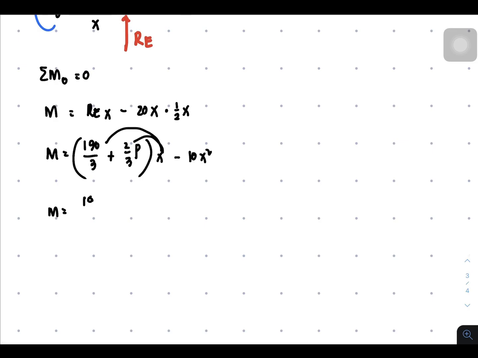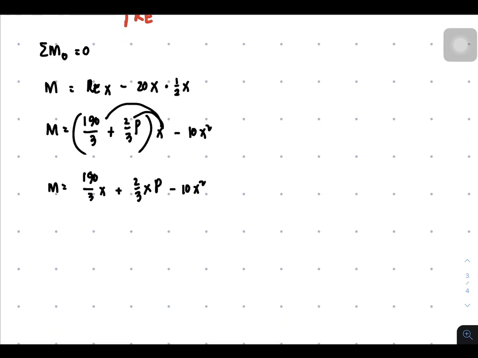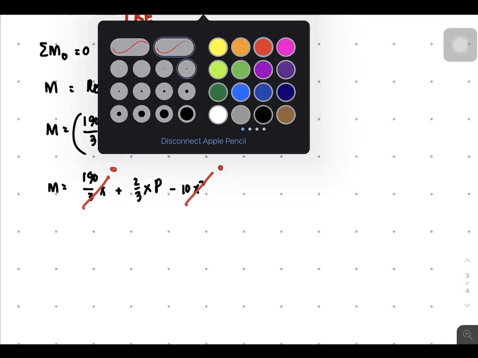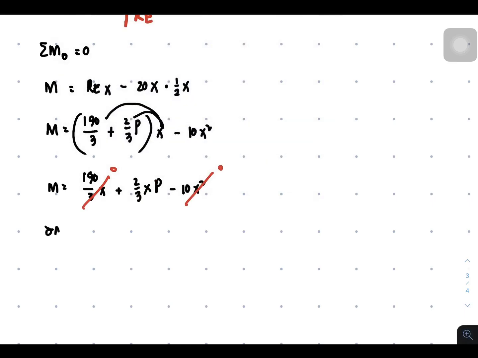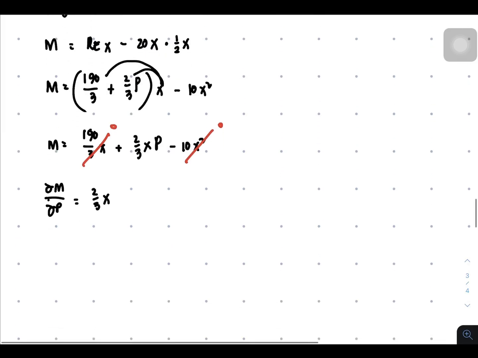And then m, distributing that here, it's going to be 190 over 3x plus 2/3 of px, or 2/3 xp, however you want to write it down, as long as there is x, there is p, and everything else. Okay, so minus 10x squared, then temporarily set this to 0, for we are going to get now the partial derivative of m with respect to p, and that is equal to 2/3 x.